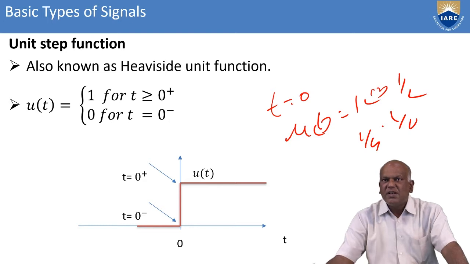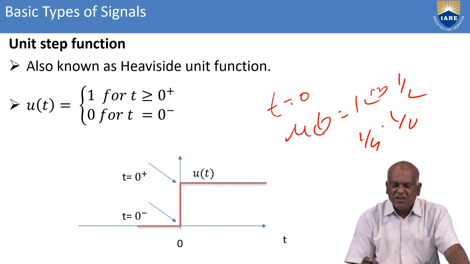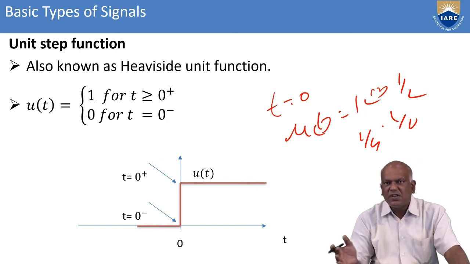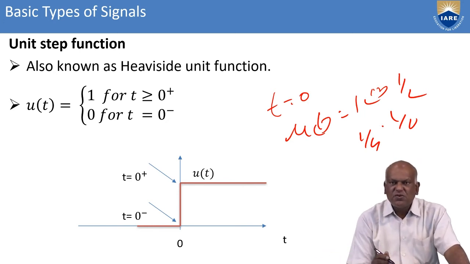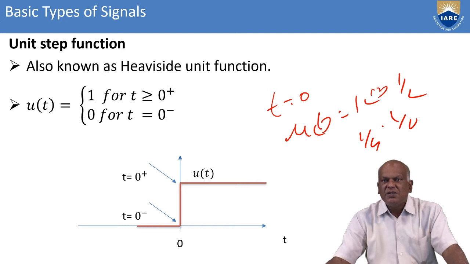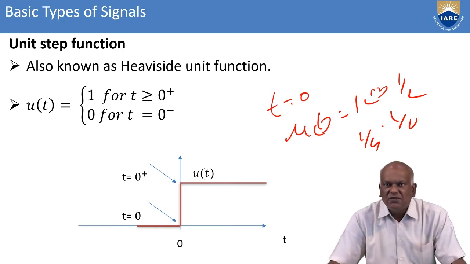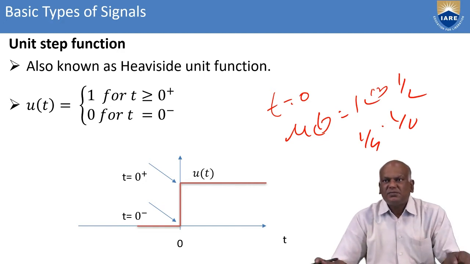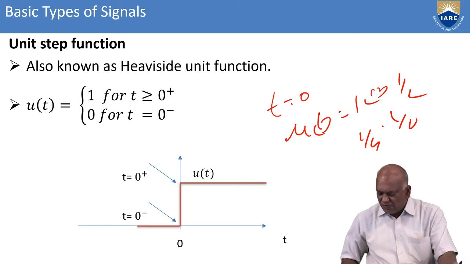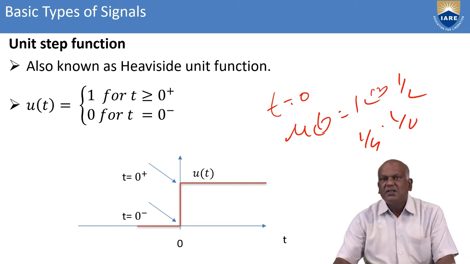That is why the function has a discontinuity at t equal to 0. So I am defining it just before t equal to 0 and just after t equal to 0. Just before t equal to 0 is represented by 0 minus, and just after t equal to 0 is represented by 0 plus. Like this, I am defining the u of t function. Also, this is used to construct other types of signals.